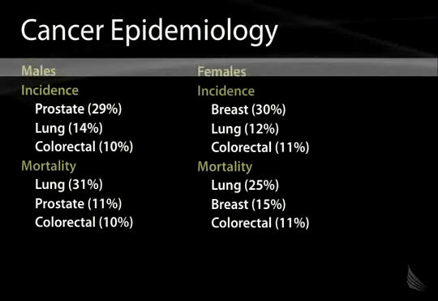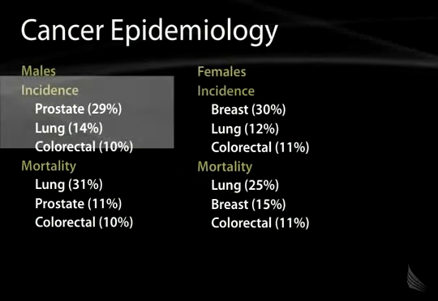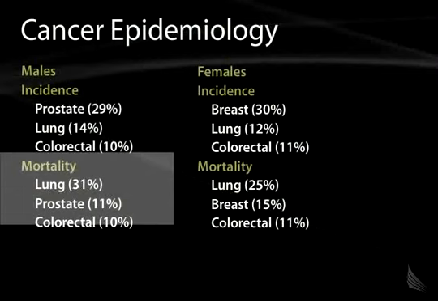Note that both for males and females, there is a difference between cancer incidence and cancer mortality. In terms of incidence, in males, prostate leads the pack, followed by lung and then colorectal cancer. However, in terms of mortality, lung is by far and away far more lethal, followed by prostate and colorectal cancer.